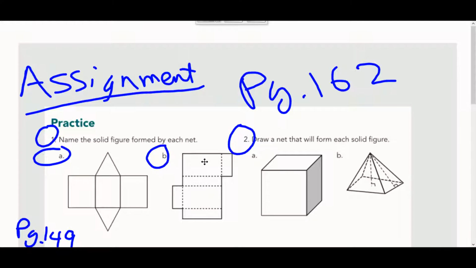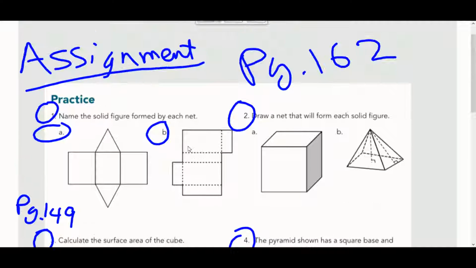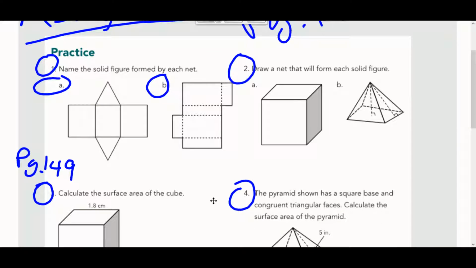So here's your assignment. You're supposed to do page 162, numbers 1, 2, 3, and 4. These are just like we did on page 149, where you fold them together and identify what kind of shape it is. Here, you need to draw a net that will form each solid figure. Make sure you've got a section in your net for each face that there would be. And keep in mind there are some faces on the other sides here.